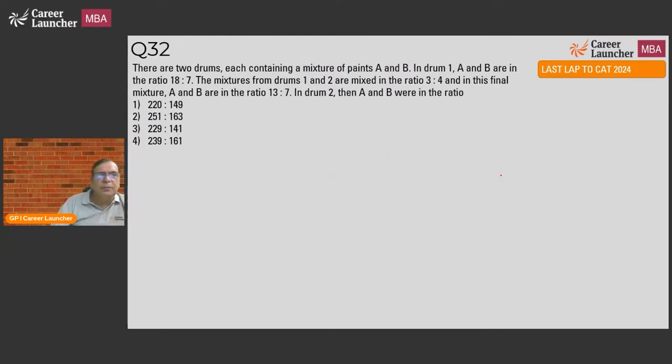32. There are two drums, each containing a mixture of paints A and B. In drum 1, A and B are in the ratio of 18:7. The mixtures from drum 1 and 2 are mixed in the ratio of 3:4, and this final mixture has A and B in the ratio of 13:7. In drum 2, then, A and B were in what ratio?